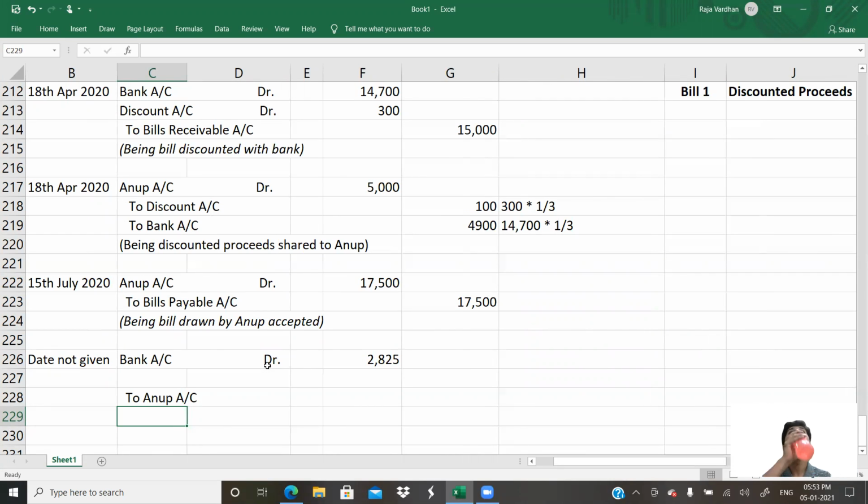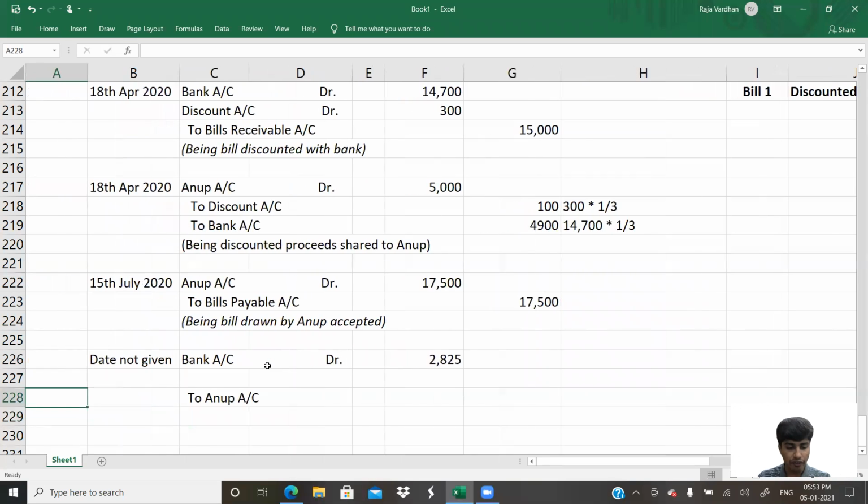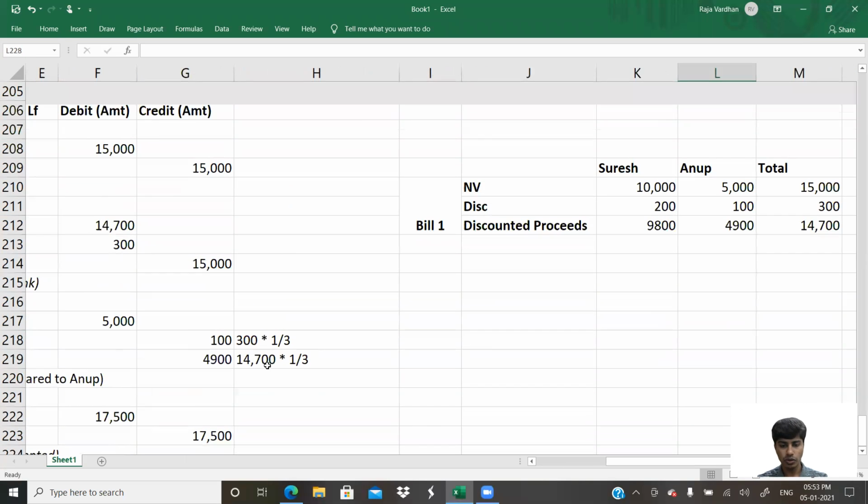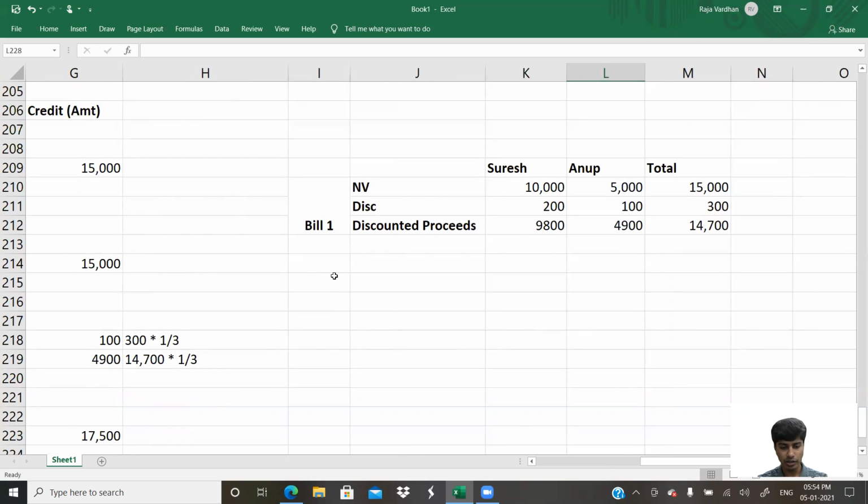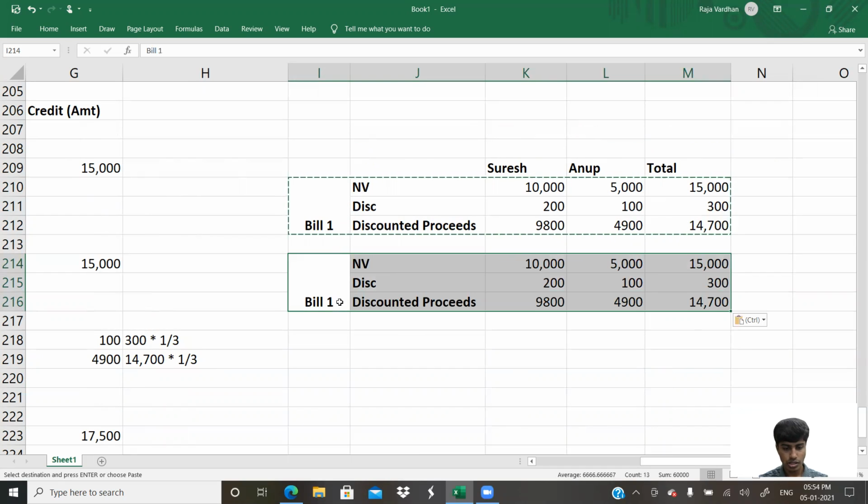Now how much should we credit Anup account? And why did I leave that gap? I left that gap because Anup account has to be credited, but along with that, we would have to bear some discount expense. Now, what exactly is this discount expense? This is with regard to bill number 2. Concentrate, exactly like our bill number 1. Now we're going to do bill number 2.